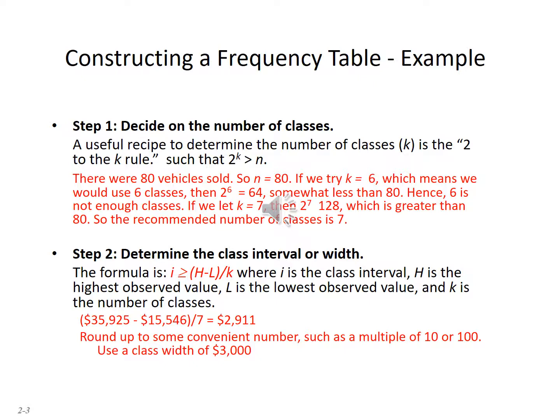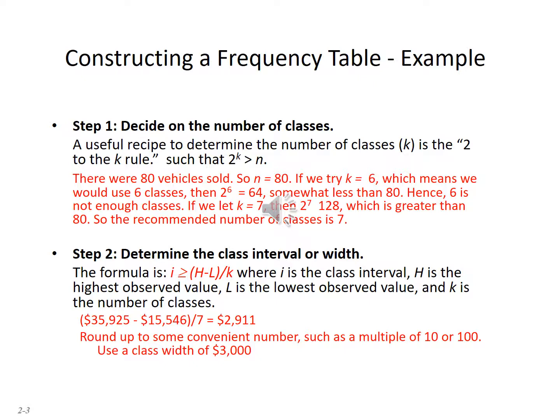Step 2, determine the class interval or width. The formula is i ≥ (H − L)/k, where i is the class interval, H is the highest observed value, L is the lowest observed value, and k is the number of classes.